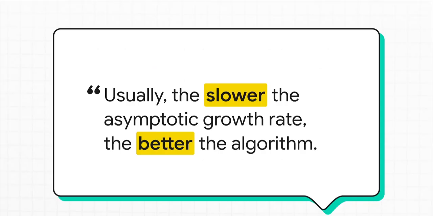So this really boils down to one simple golden rule. The slower the asymptotic growth rate, the better the algorithm. Period. You want the one that can handle more and more data without breaking a sweat.